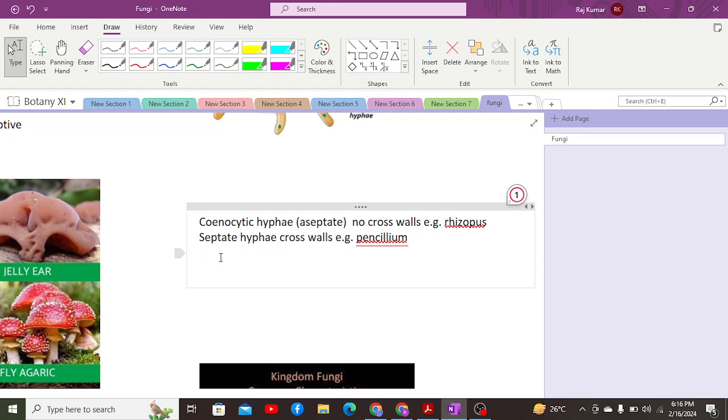Now, out of these four major groups, the cenocytic hyphae are only found in Zygomycota.